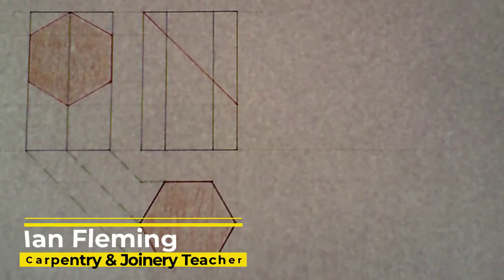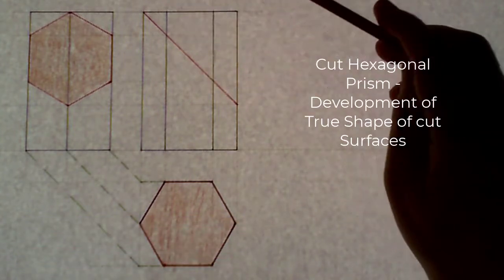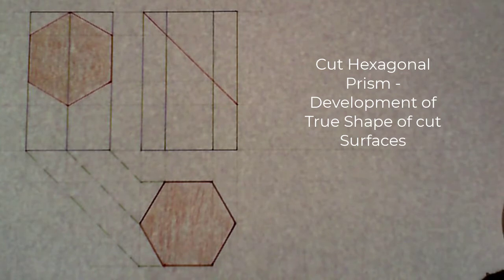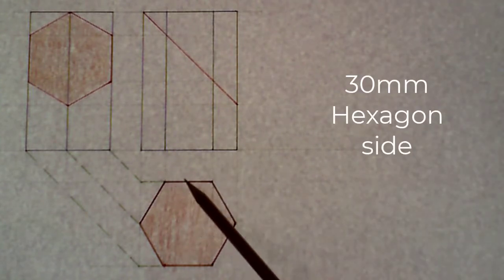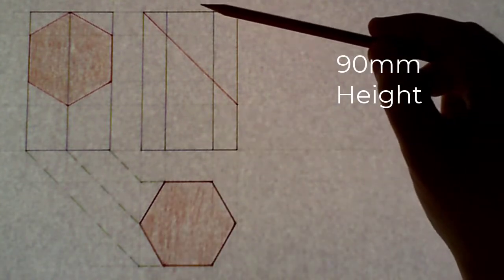Okay, this video is to follow on from the previous video, which was showing you the development of the true shape of the cut surface. Now in this instance here, we're still using the same size hexagonal prism, so it is 30 millimeter each side, okay, for the plan, and it is 90 millimeters height.